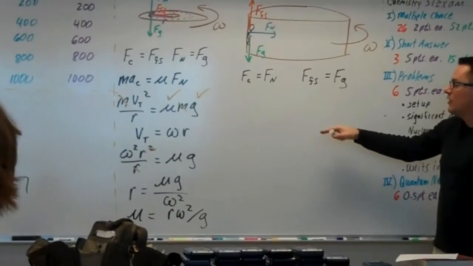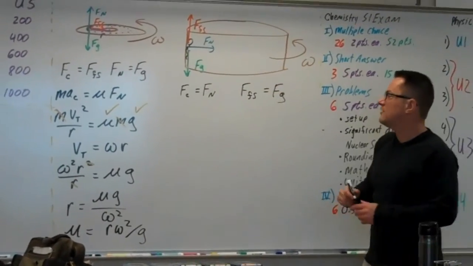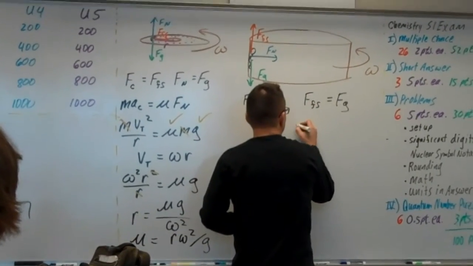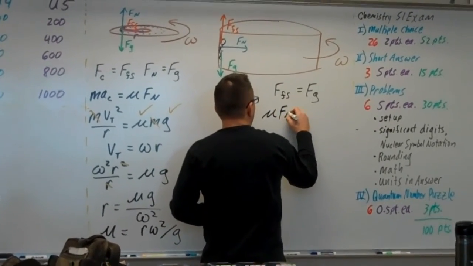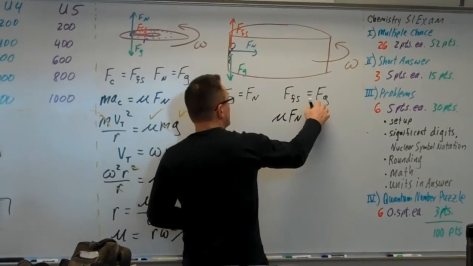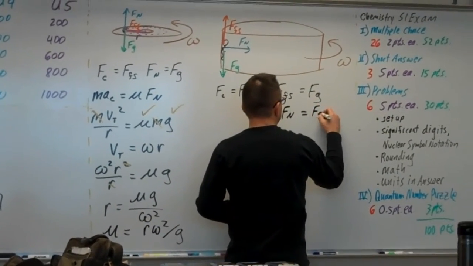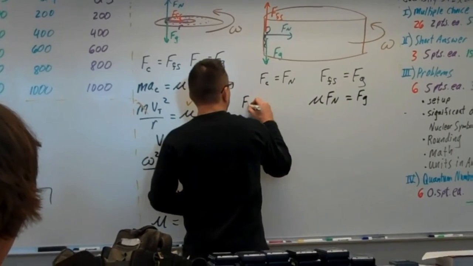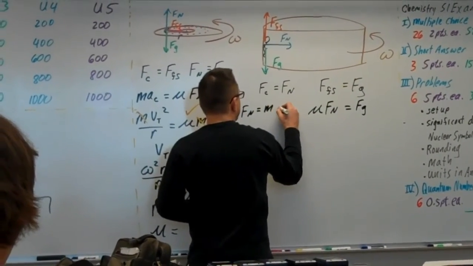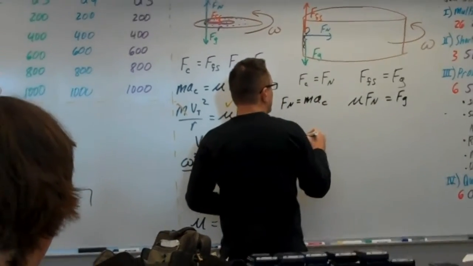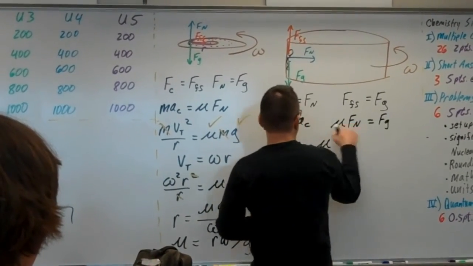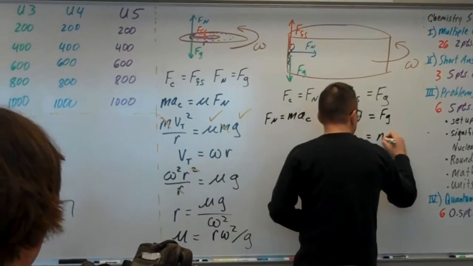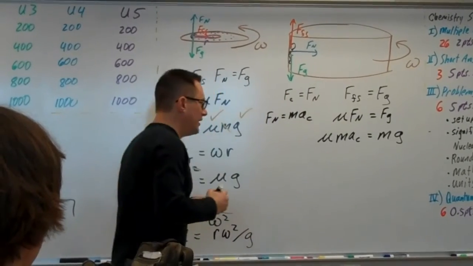Let's derive an equation for the coefficient of friction in this case here. I know that the force of static friction is equal to the coefficient of friction times the normal force, and that's equal to the force of gravity. Well, the normal force is equal to centripetal force. So the normal force is equal to mass times centripetal acceleration. So I'll plug that in for the normal force. And the force of gravity is mass times the acceleration of gravity.